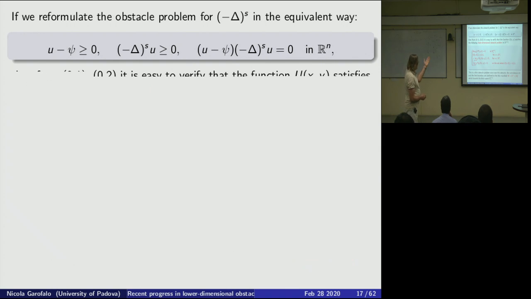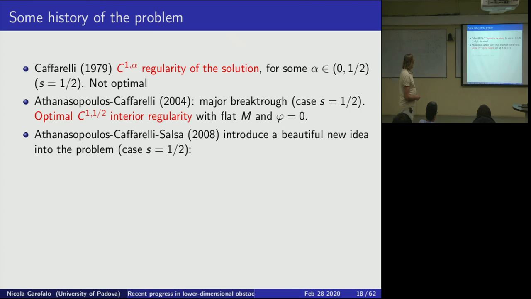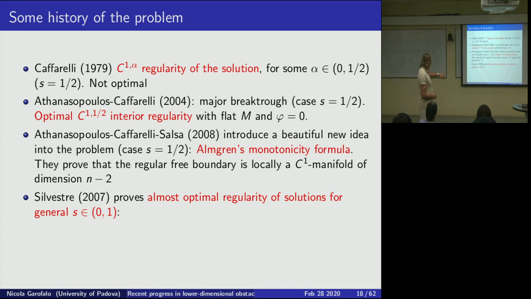So, all right, I've already said this, and this is a picture. In this picture, you can think of M as y equal to 0. So you have a separating manifold that divides this open set into parts, D plus and D minus. The obstacle, phi, lives on this manifold, and the function u has to attach itself to this obstacle on this separating manifold somewhere. So, a little history of the problem.